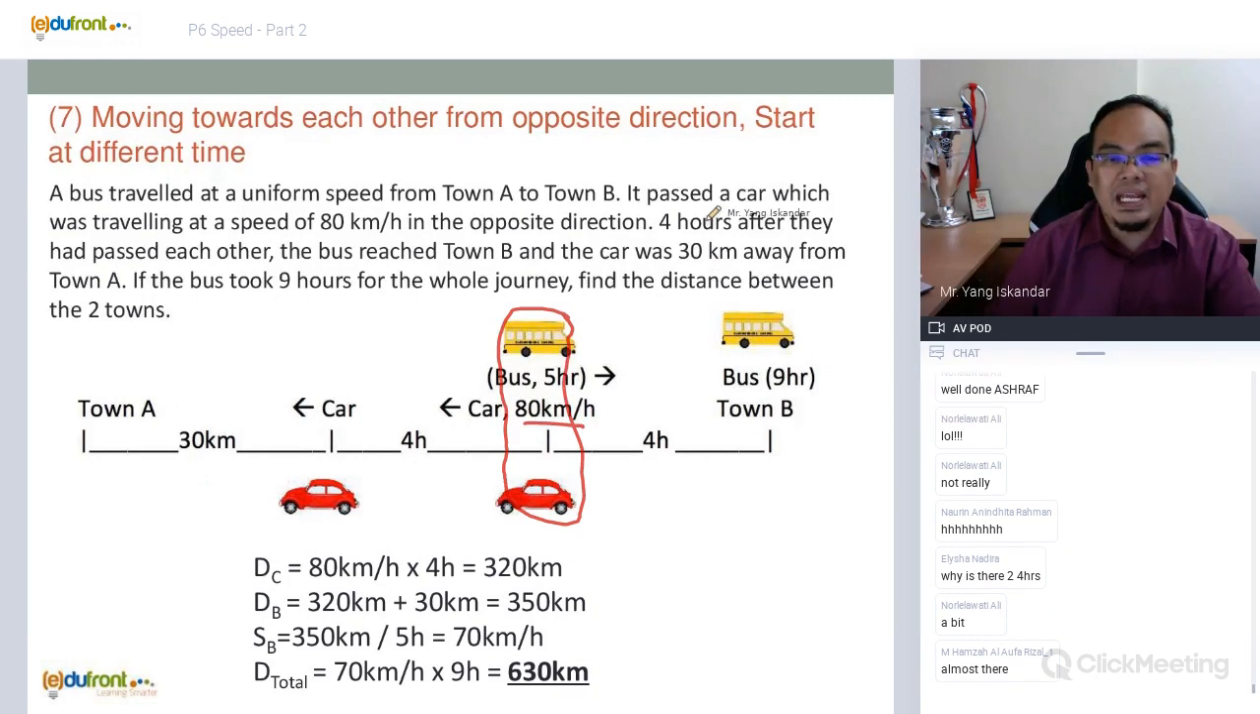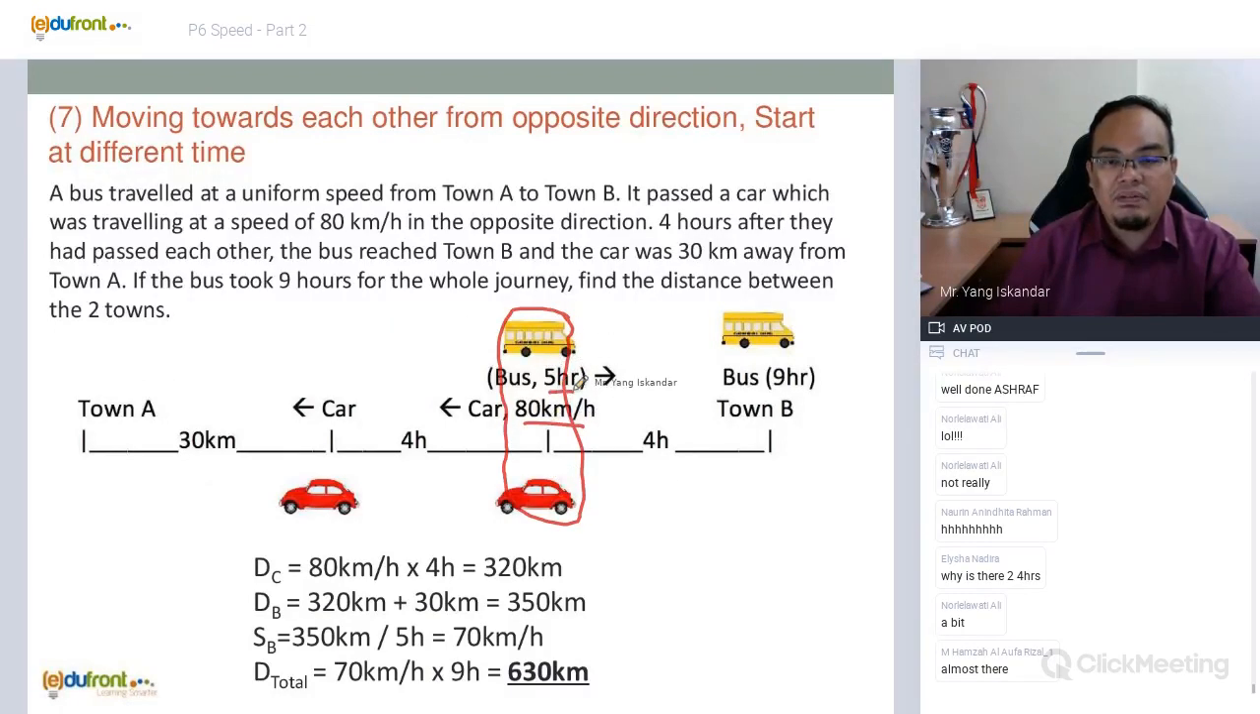4 hours after they had passed each other, the bus reached town B. The bus took 9 hours for the whole journey from town A to town B. So at the point where they met, the bus had traveled a duration of 5 hours. How do we get 5? 9 minus 4, 5 hours. So that means the bus took 5 hours from town A until it passed the car.